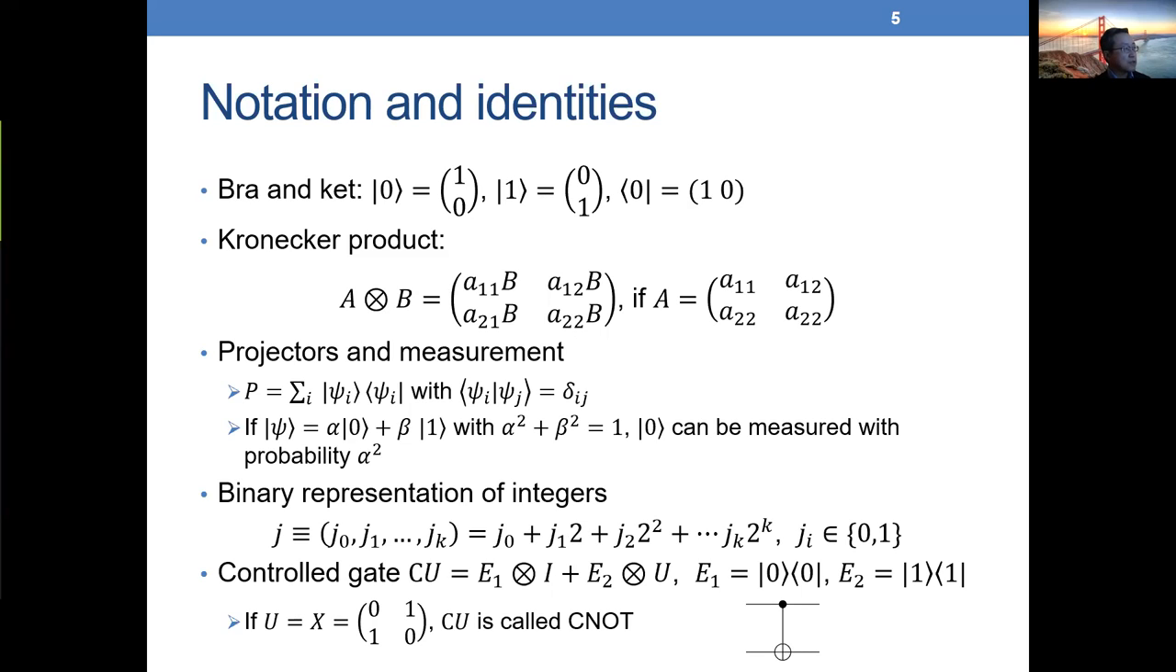Also, the convention is that when you write ket zero, that just says it's the standard canonical basis. In the case of one qubit, it's just (1, 0), okay? And ket one is (0, 1), and the bra zero is just the transpose of ket 0. And also inner products, so this is how it's defined.